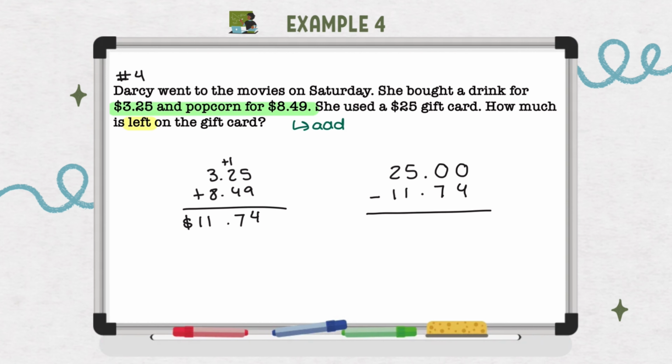However, we do have some regrouping. So we're going to start with our 5 and make it a 4. Make this 0 a 10, but we need to borrow again. So we're going to make it a 9 and make this one a 10. So it's going to give us 6, 2, keep the decimal in the same spot, 3, and 1. Question says, how much is left on the gift card? And so therefore, $13.26 is left on the gift card. She can go to the movies again. Be sure to box in your final answer.